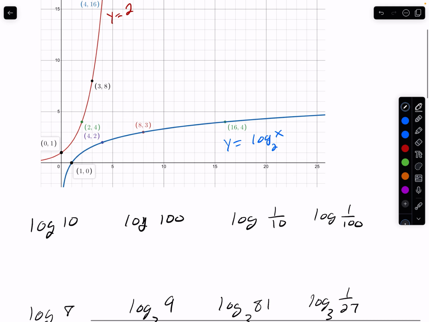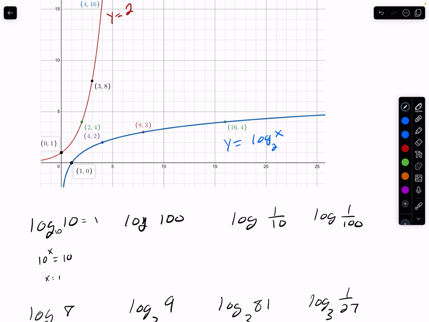First thing I wanted to look at is what happens if there's no base here. If there's nothing here, there's really a 10 here. So what you want to think about is 10 to the what power is 10? The answer to that question is x has to equal 1. So the answer is 1.